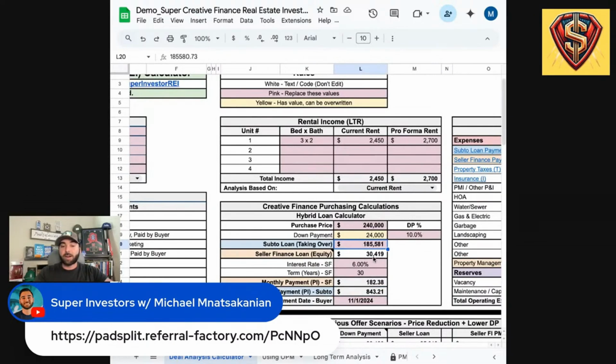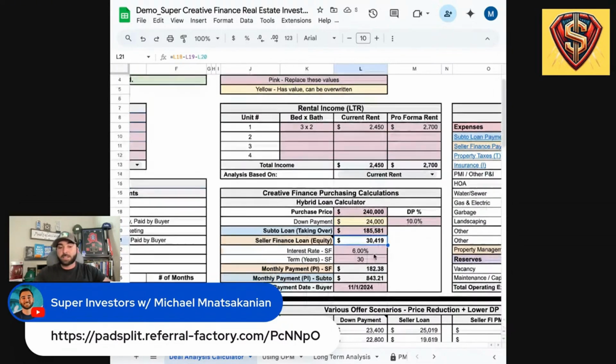This $30,419 can either be paid outright, as a down payment up front, or you can finance that from the seller and pay monthly on that. For the seller finance, they're allowing seller financing instead of requiring, this would be $54,419. If you had $54,000, there'd be no seller finance loan. Because they're allowing you to only put 10% down, they're going to finance the rest. They're financing it at 6% interest over a 30-year term.